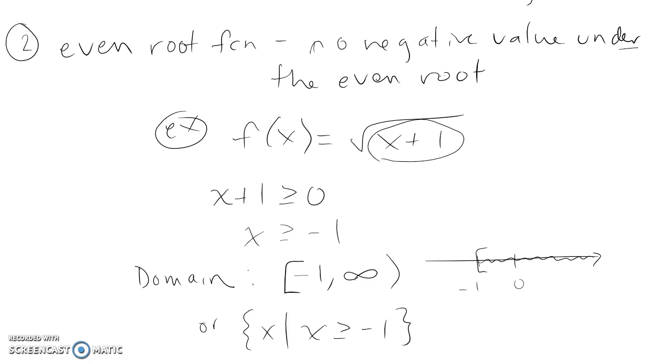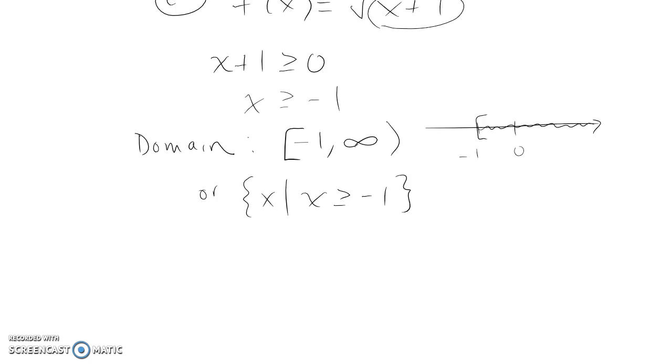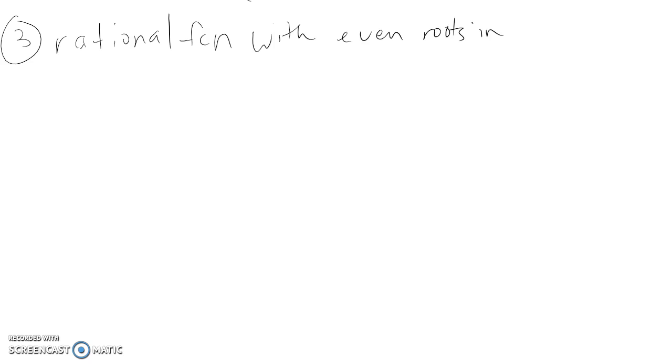The third and final type of function that we need to be careful about when we're looking at domain, in this course specifically, is rational functions that have even radicals in their denominators. So it's kind of a combination of the first two functions that I talked about. So it's a rational function with even roots in its denominator.